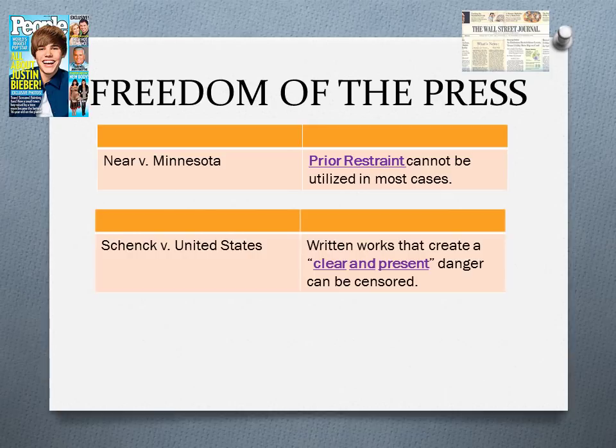The second is Schenck v. the United States. This was a case in which the clear and present danger clause was established. Any written works that create a clear and present danger to the American people can be censored by the government.